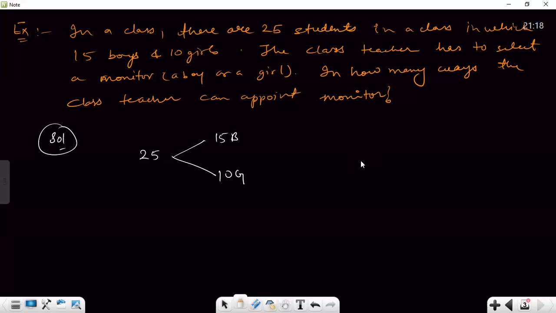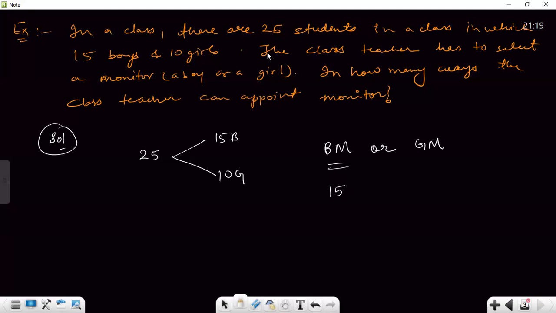So for selecting boys, how many number of ways are there? Let's say selecting a boy monitor or a girl monitor. For selecting a boy monitor, how many ways are there? How many selections can be made? Look, the selection is only one, but how many choices are there? There are 15 boys, so there are 15 choices, I guess. Yes. Yes, sir.